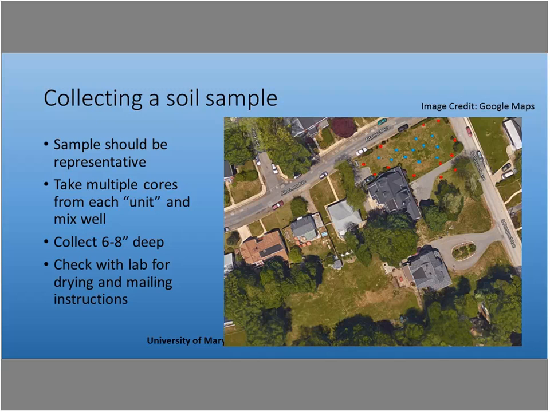Like I said, it's good to take multiple soil cores. If you don't have a soil core, you can also use a trowel. The depth of collecting soil should be about your tillage depth, so how deep you're digging when you're doing your farming or your gardening, and usually that's 6 to 8 inches. And check with whatever lab you're sending your samples to for instructions on drying or not drying, and mailing your sample to them.